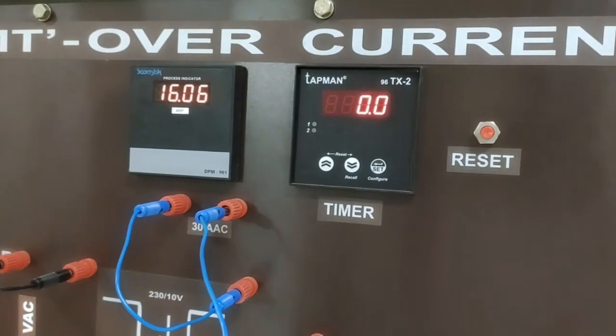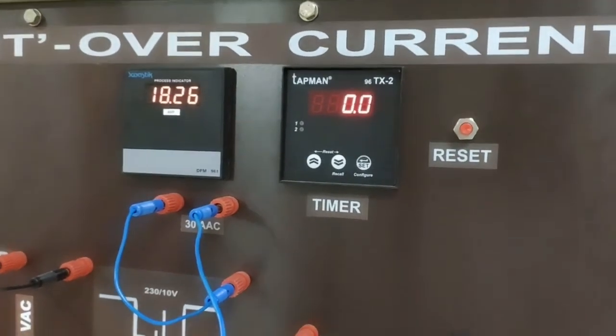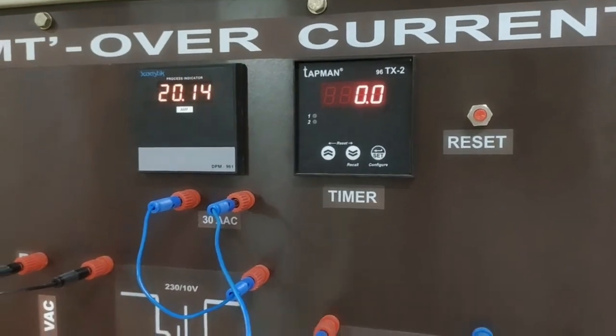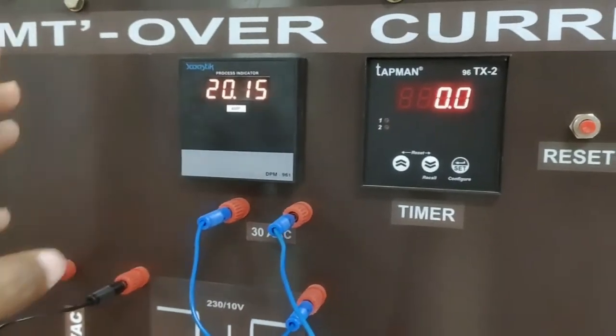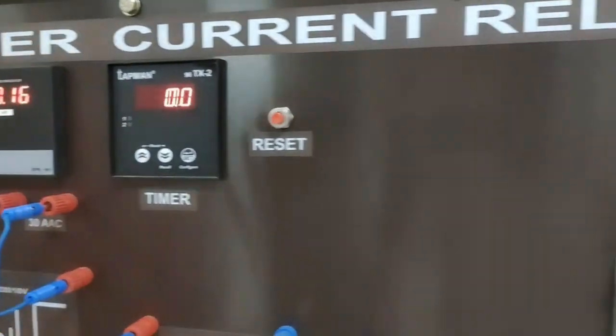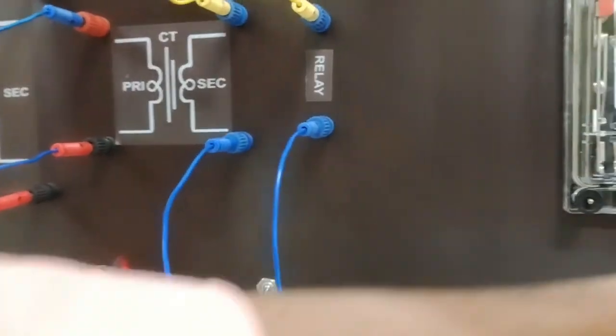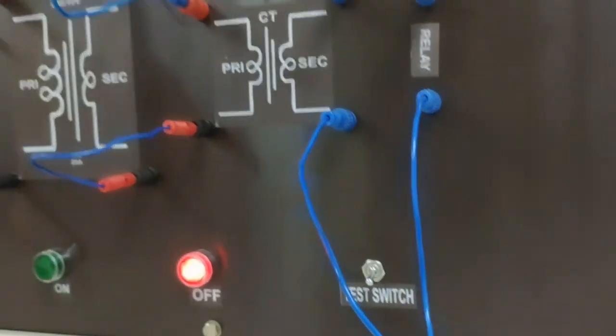Now apply the 20 ampere current. Gradually we are increasing by the help of the potentiometer. Now you can see 20.14. The timer and the relay are reset. Test switch is in off position. Now the disk is rotating.